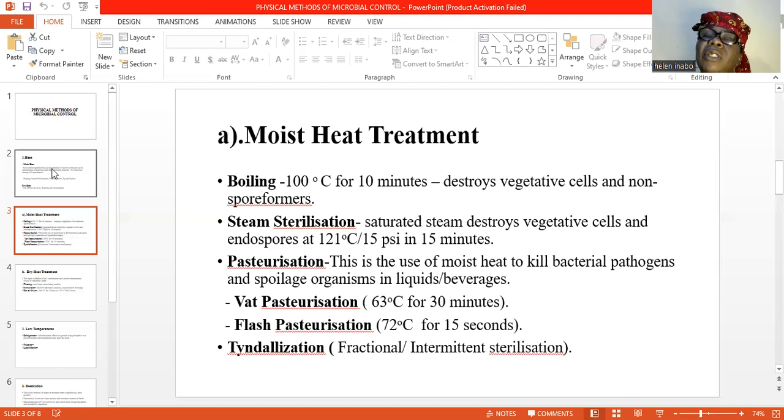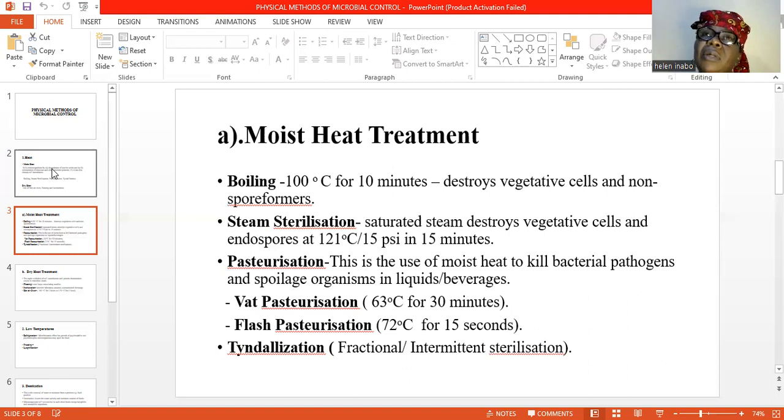It could be the horizontal autoclave or the vertical autoclave. Now, it is important that before the use of the autoclave, the level of the water above the heater is checked, and the loading of the materials into the inner chamber is done in such a way that there is enough space for the saturated steam under pressure to penetrate. So overloading of the autoclave should be discouraged.